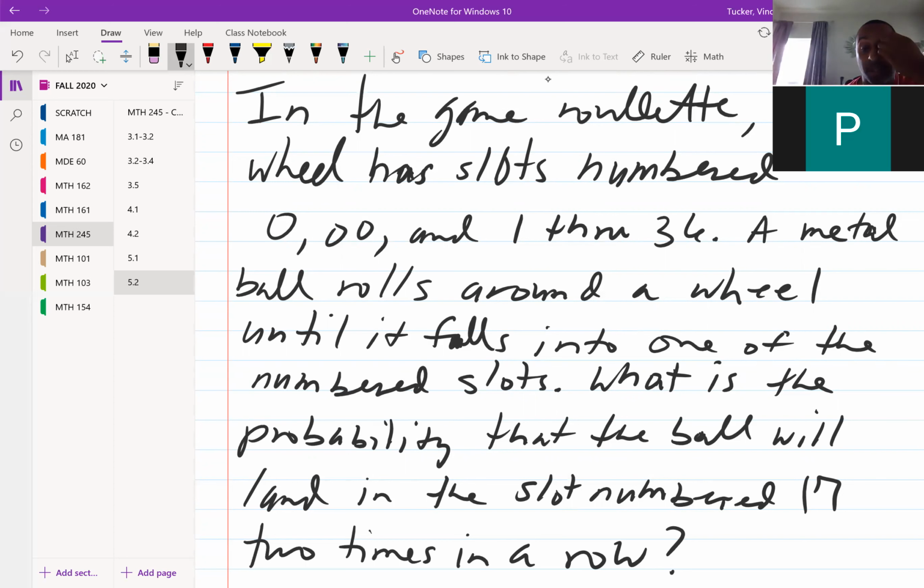All right, so in the game roulette, the wheel has slots numbered 0, 00, and 1 through 36. A metal ball rolls around a wheel until it falls into one of the numbered slots. What is the probability that the ball will land in the slot numbered 17 two times in a row?